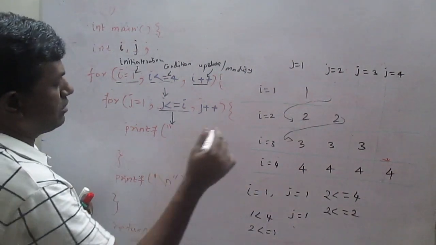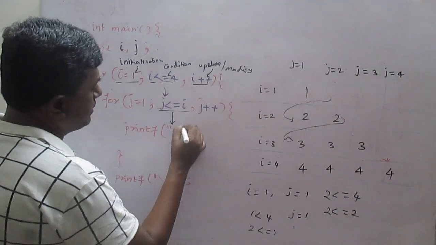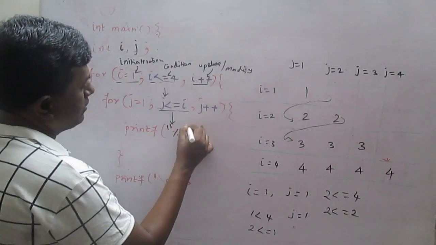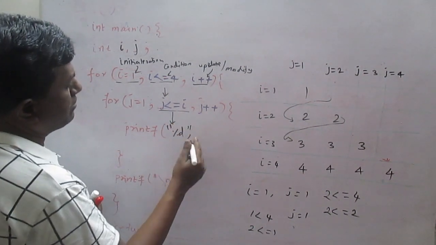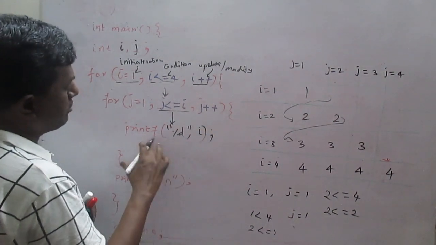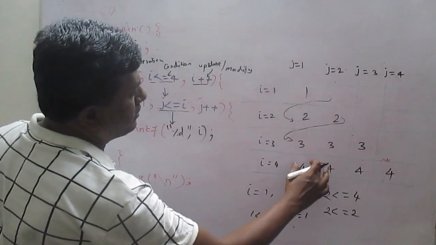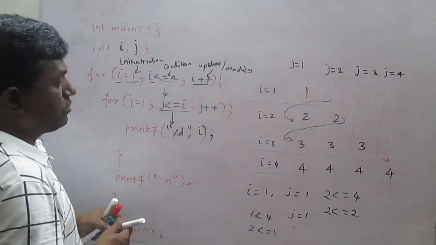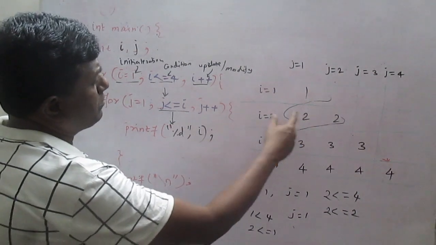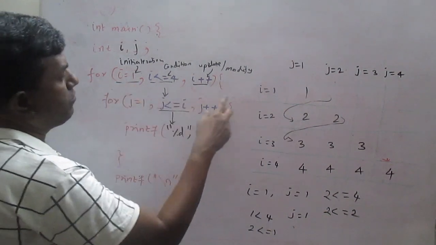For printing the number, we need to give a format specifier, so the format specifier and then i. That's it. When you change the printf like this, we will get this pattern. Very simple.